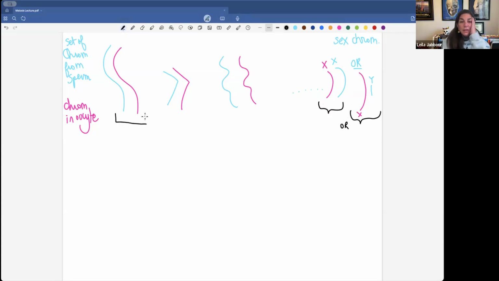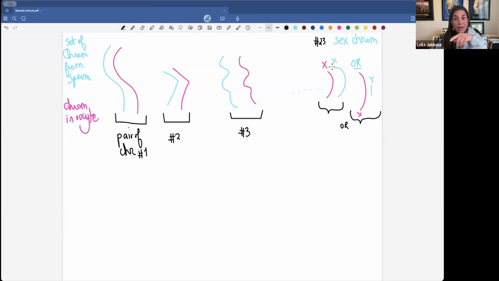So this is a pair of chromosome number 1. This is a pair of chromosome number 2. And this is a pair of chromosome number 3. And number 4, number 5, number 6, 10, 15, 22. And this is the 23rd pair of chromosomes. So it's number 23rd, right? I said that. So it's the 23rd type of chromosome that comes in a pair, either XX or XY.